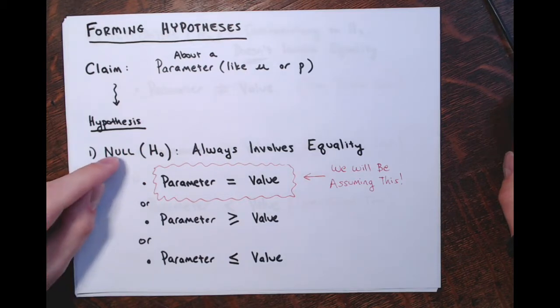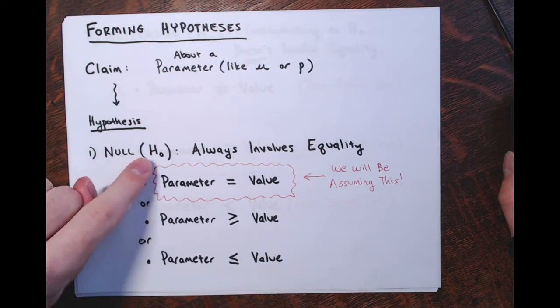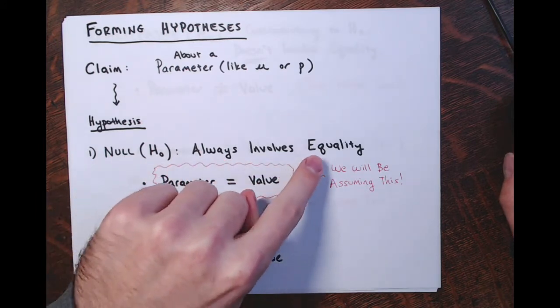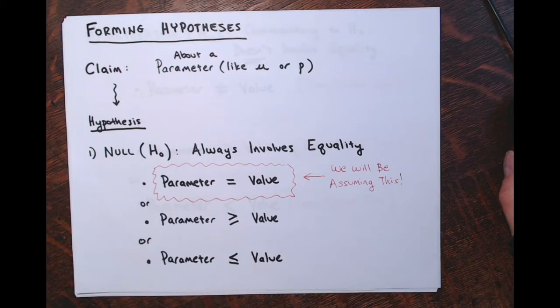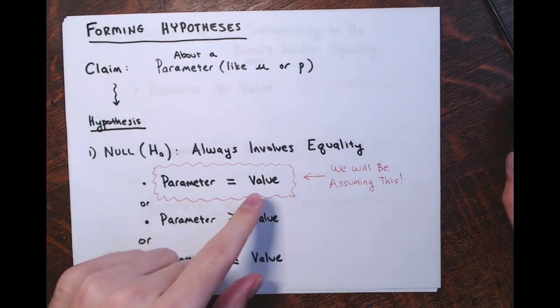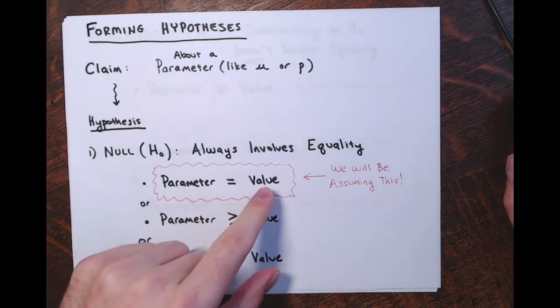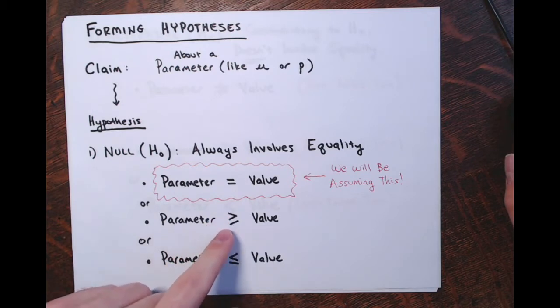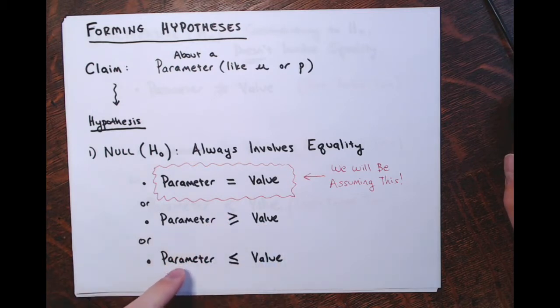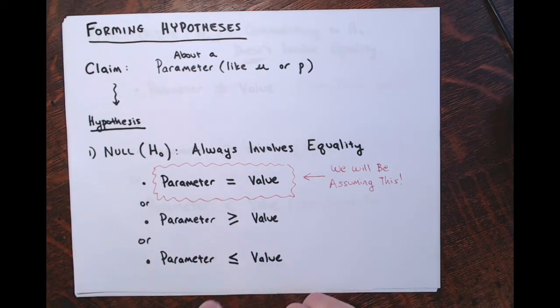Now the null hypothesis, which is labeled by H0, always involves an equal sign. It could look like one of these three things: the parameter equals some value, the parameter is greater than or equal to some value, or the parameter is less than or equal to some value. Now in this book, in your Newton Alta work, they only use the equal part. So you're not going to see the greater than or equal to or less than or equal to showing up.